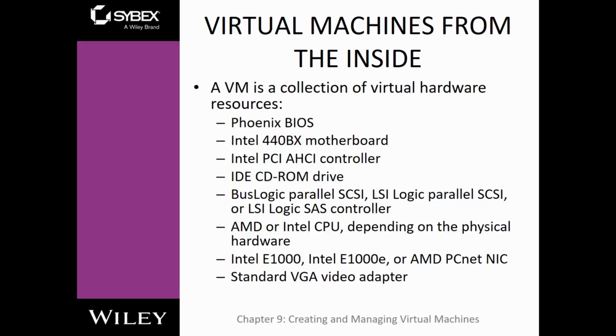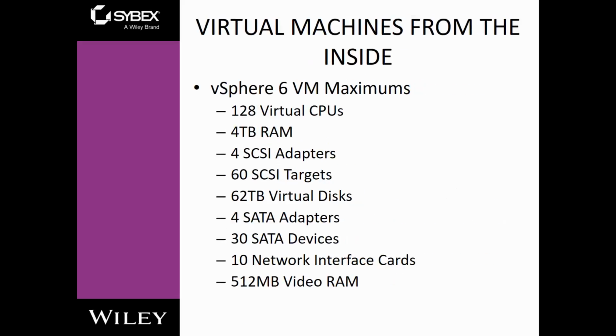So let's talk about maximums. In vSphere 6, we have a few maximums that we have to adhere to. We are allowed a maximum of 128 virtual CPUs per VM, 4 terabytes of RAM, 4 SCSI adapters, 60 SCSI targets, 62 terabytes of virtual disk space, 4 SATA adapters, 30 SATA devices, 10 network cards, and a maximum of 512 MB of video RAM dedicated to it.